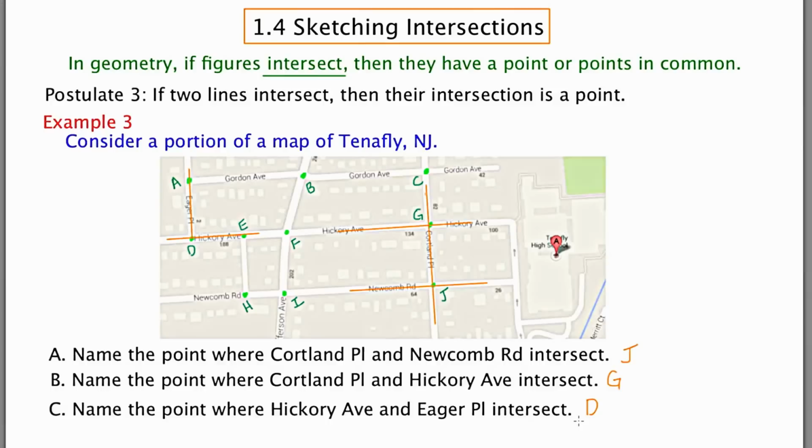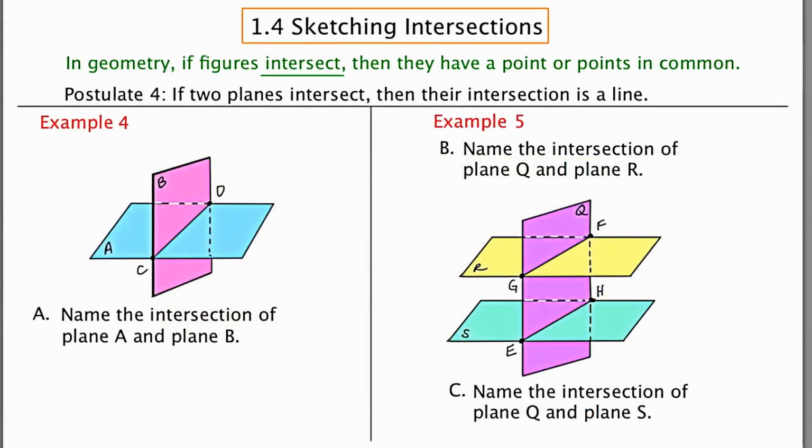So remember, when two lines intersect, their intersection is a single point. So now we're on our third slide, and we are introduced with another postulate, and that is Postulate 4. It has to do with planes and how they intersect with each other. If two planes intersect, then their intersection is a line.